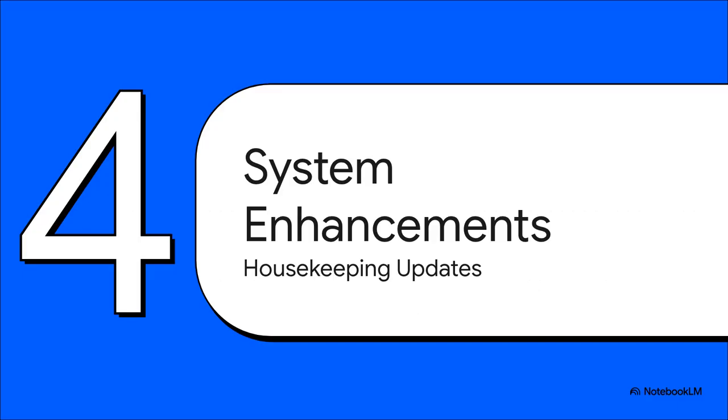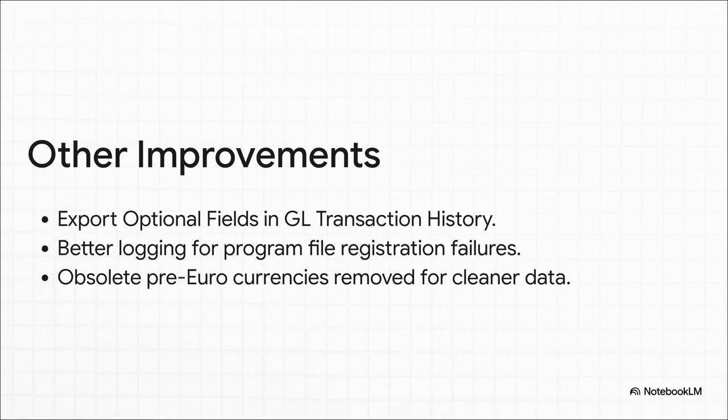Okay, so beyond the big headline features, every Sage update also brings a bunch of important, kind of under-the-hood enhancements. You can think of them as housekeeping updates that just make the whole system run better, improving stability, data management, and making troubleshooting a little less painful. So let's just quickly run through these. First up, you can now export optional fields right from the GL transaction history. This is huge for anyone doing custom reporting.